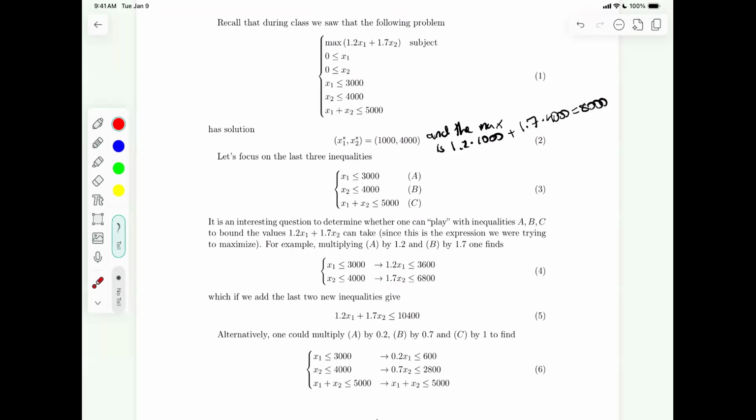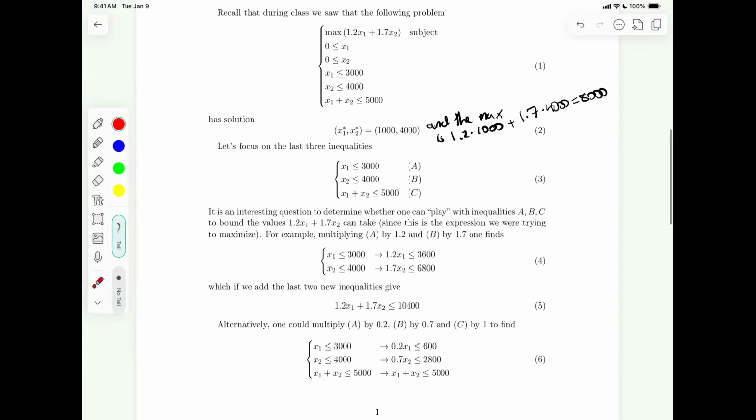And you can add these two inequalities; the inequality is preserved, they're both less or equal to. So if you add the left-hand sides, the sum should be less or equal to the sum of the right-hand sides. That's how you get 1.2 x1 plus 1.7 x2 is less or equal to 10,400. What that says is, based on this calculation, pretending that we didn't know the answer, we could not have found 11,000 as the answer, because this is saying the most you could ever get is this number. Is that okay?